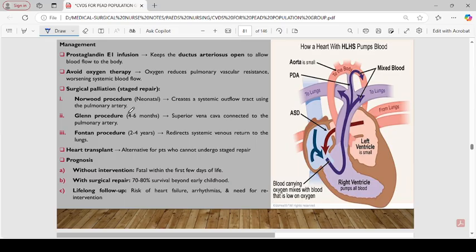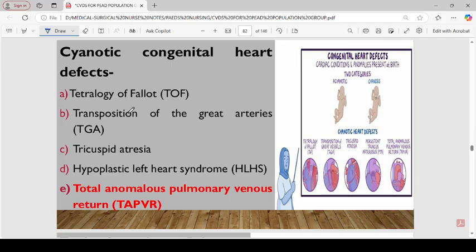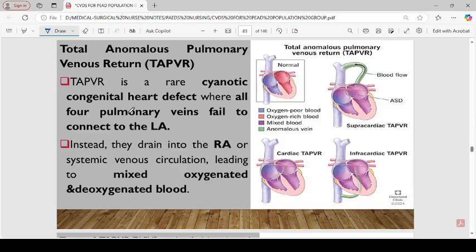Prognosis without treatment is fatal within a few days of life. Lastly, we have the total anomalous pulmonary venous return, the TAPVR. And this one is a defect where all pulmonary veins fail to connect to the left atrium, right?